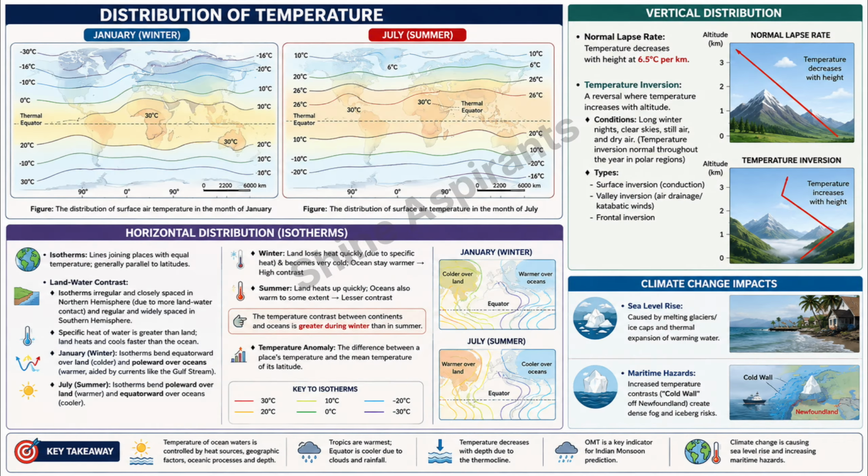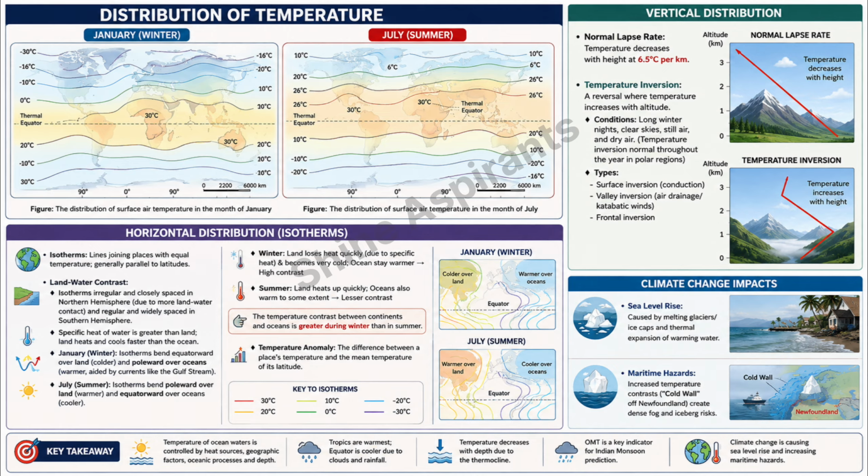Vertical distribution of temperature. Normal lapse rate: temperature decreases with height at 6.5 degrees Celsius per kilometer. Temperature inversion is a reversal where temperature increases with altitude, opposite of normal. Conditions for temperature inversion: long winter nights, clear skies, still air, and dry air. Temperature inversion is normal throughout the year in polar regions.